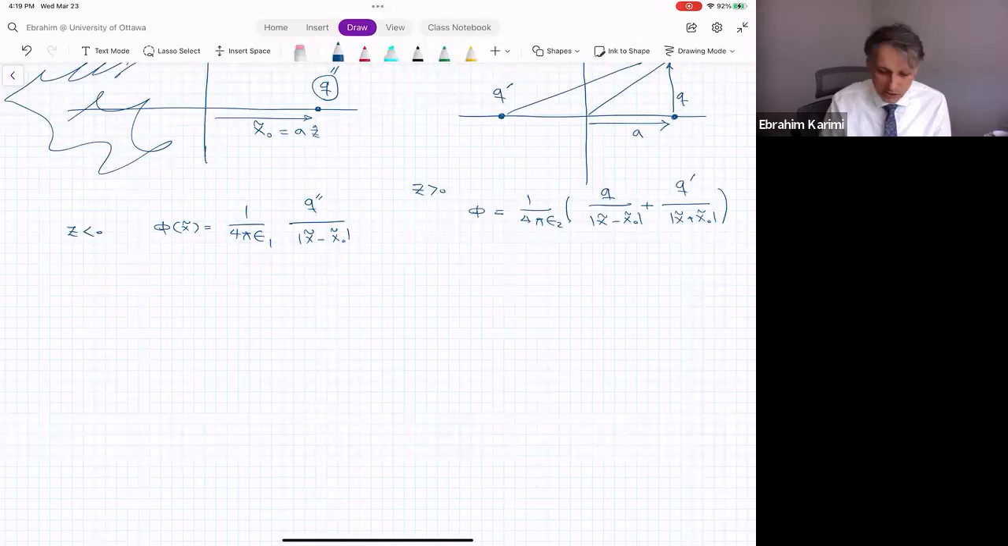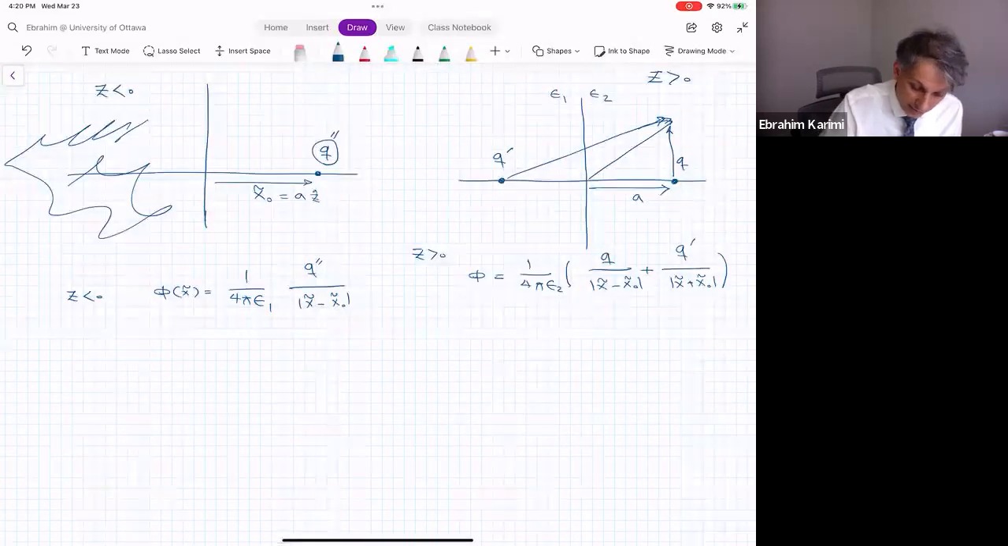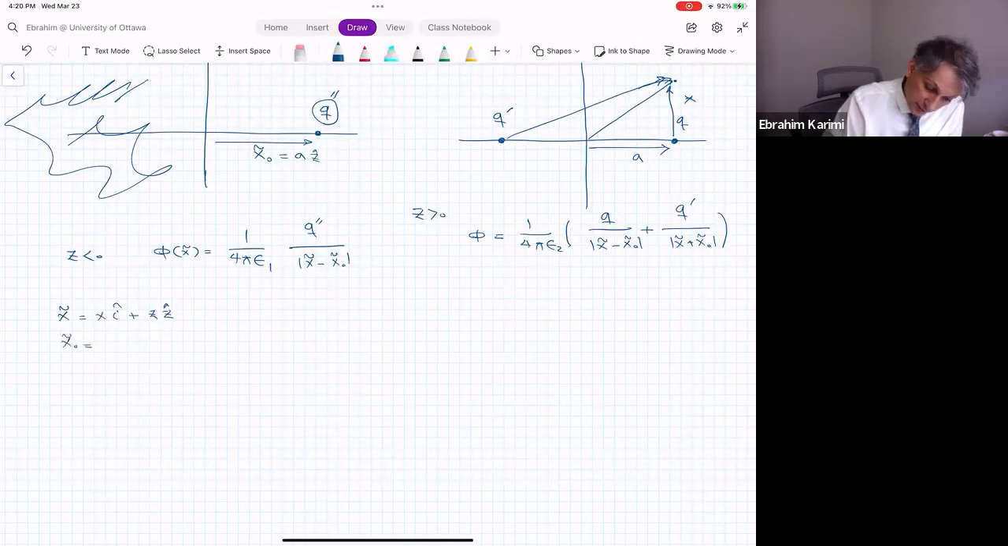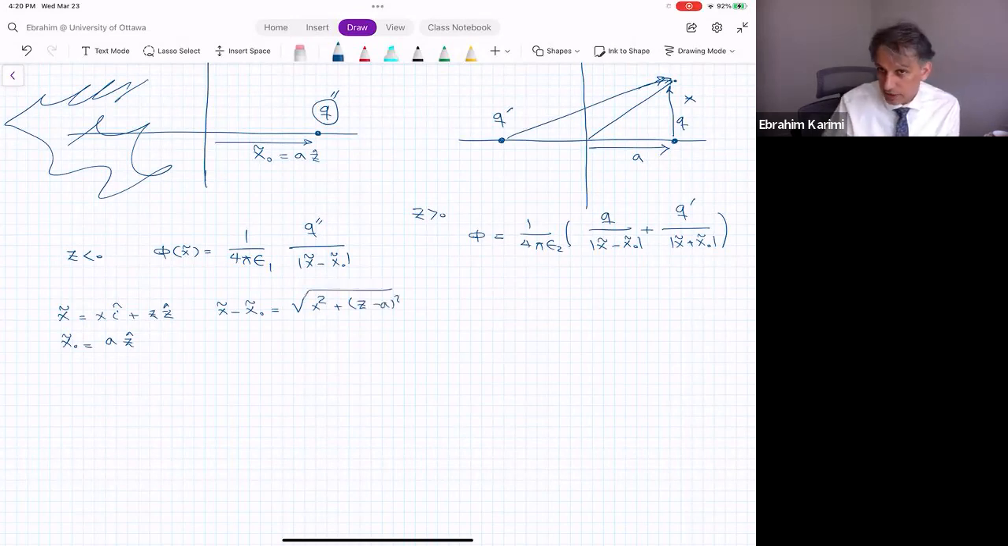Let's first write them down in terms of a and the distance, so let's say the position of that one, which is z. I'm sorry, it is x. So let's write it down. x is given by x i hat plus z hat. x0 is given by a z hat. So x minus x0 is given by x squared plus z minus a to the power of 2. And that is symmetric. We know that x and y are identical.